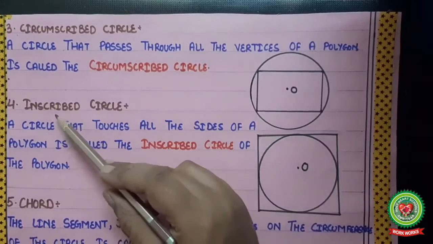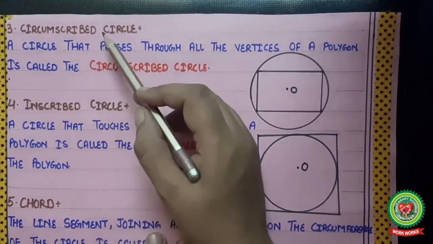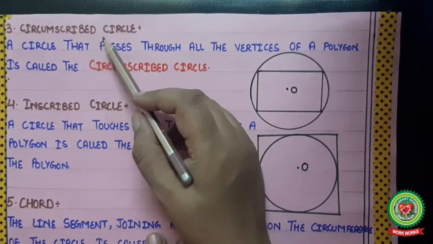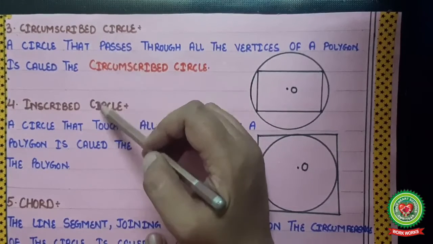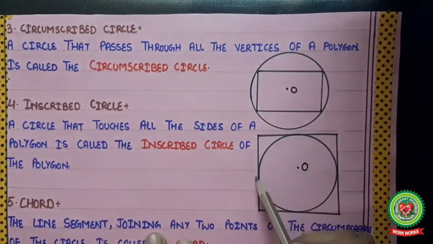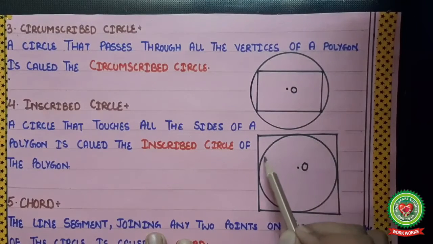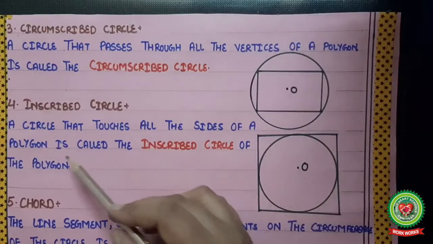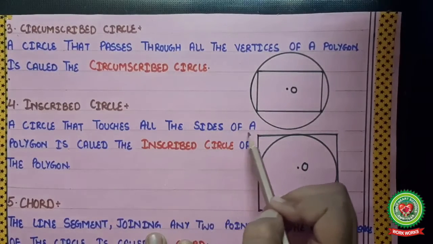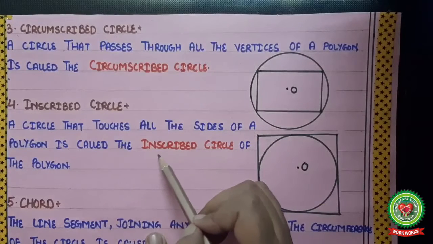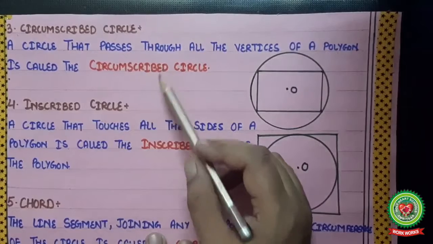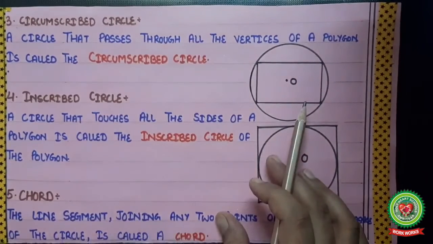The next term is inscribed circle. What is the difference between these two? Before doing the definition, I want to tell you the difference. Circumscribed means the circle will be outside. Inscribed circle means the circle will be drawn inside. Here we can see from the figure, I have drawn the circle inside this polygon. So let's do the definition now. A circle that touches all the sides of a polygon is called the inscribed circle of the polygon. So I hope that now the definition is clear to you.